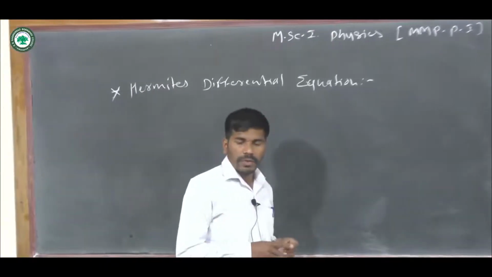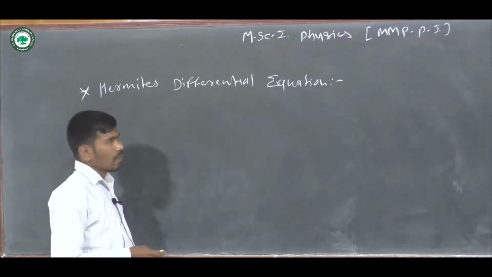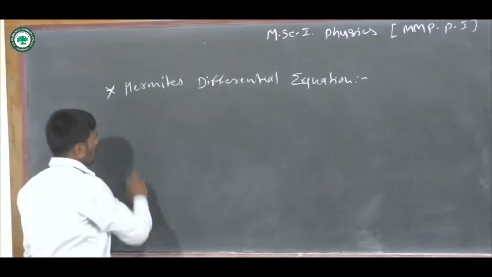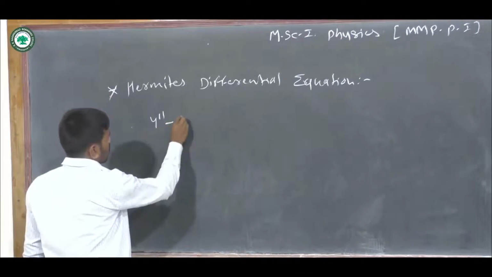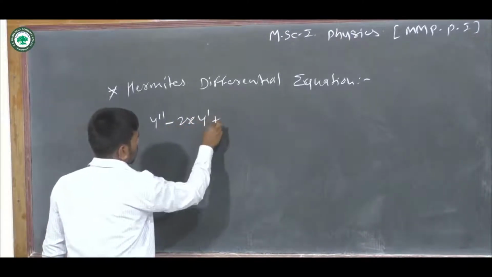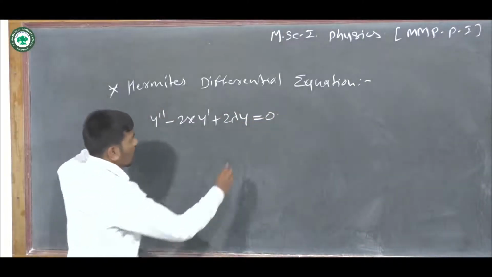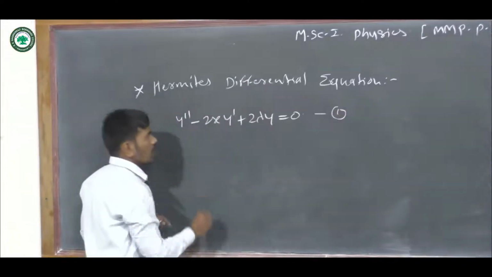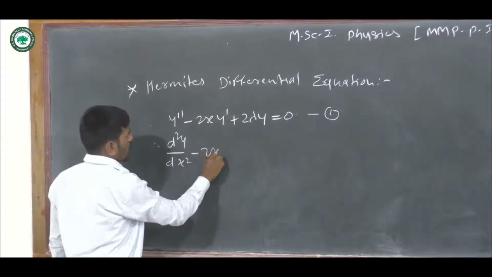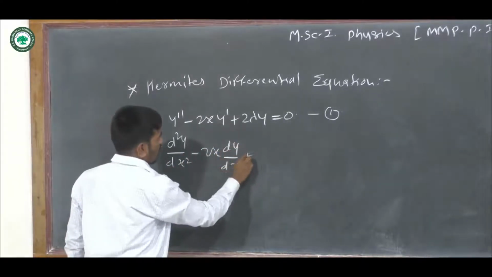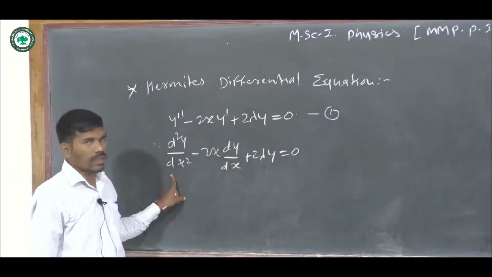So in this lecture we are going to discuss Hermite differential equations, or the Hermite functions. This is the Hermite differential equation: y double prime minus 2x y prime plus 2 lambda y is equal to 0. We can also write it as d square y by dx square minus 2x dy by dx plus 2 lambda y is equal to 0. This is the Hermite differential equation.